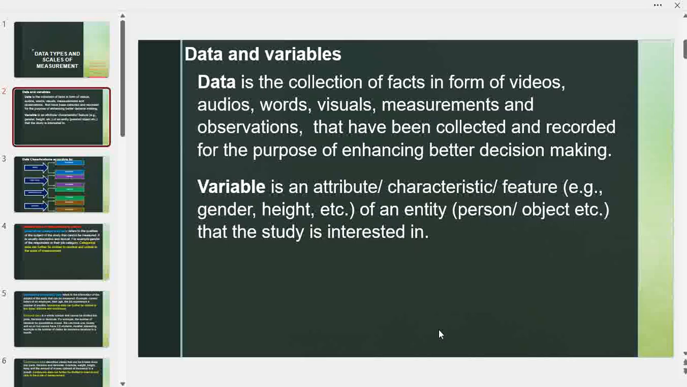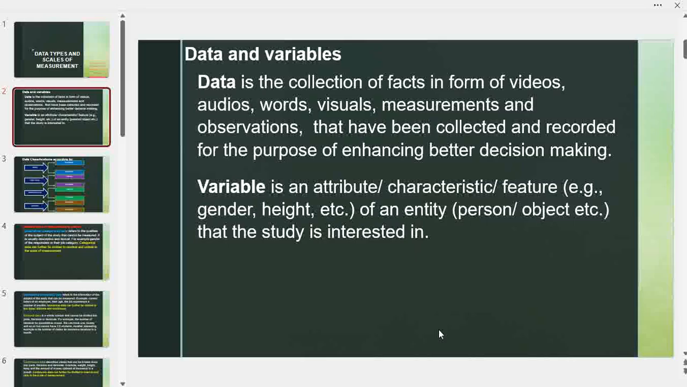What is a variable? A variable is an attribute. It is a characteristic. It is a feature of an entity that you are having in your study. So when we are talking of, for example, an entity being a person, what can you study of a person? You can study a person's age, gender, income, and so on.